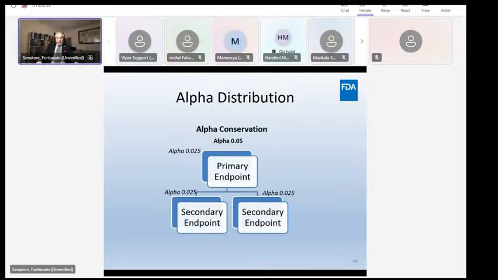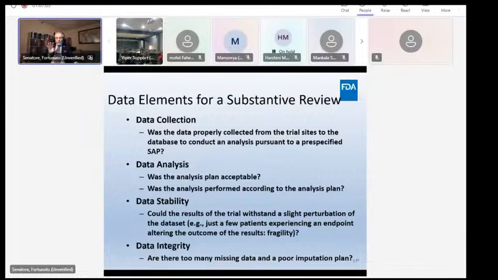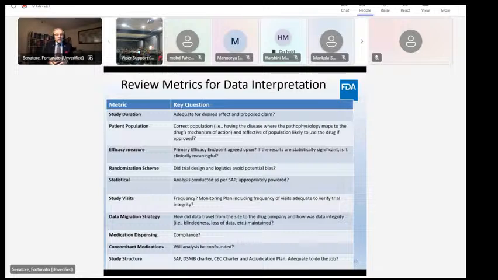Now, in order to make sure that you have the data that you need to conduct an analysis that allows you to draw the conclusion, there are 4 elements of integrity issues. So again, the 4 elements for a substantive review: how the data was collected, how it was analyzed, is the data stable, and is there data integrity? And there are things that you're going to look at when you look at the results of a clinical trial, to determine whether or not there's substantial evidence of effectiveness.